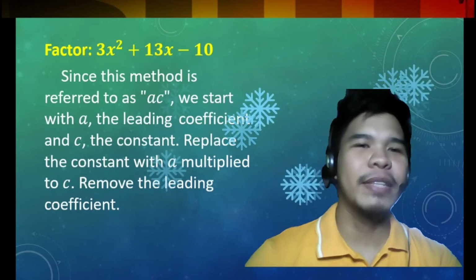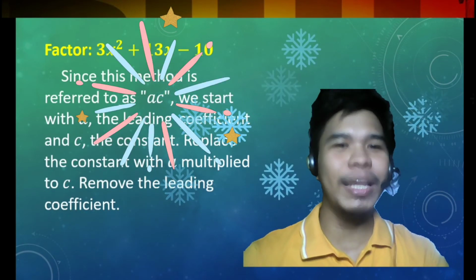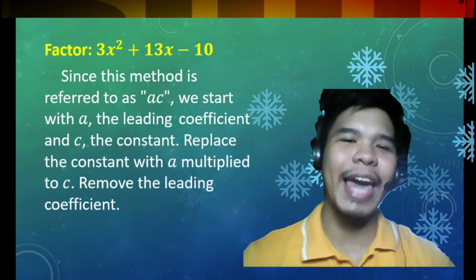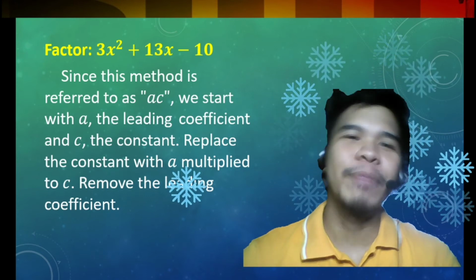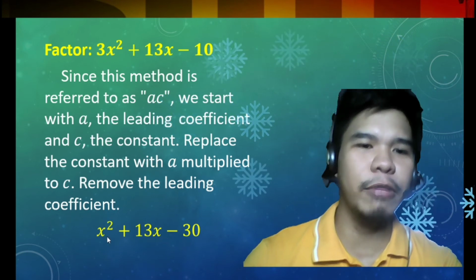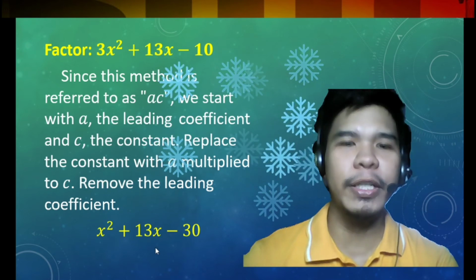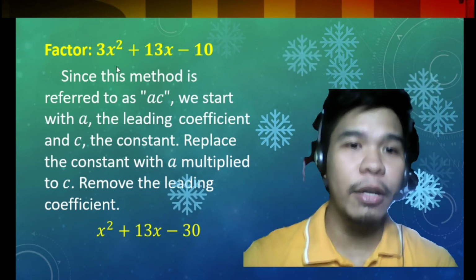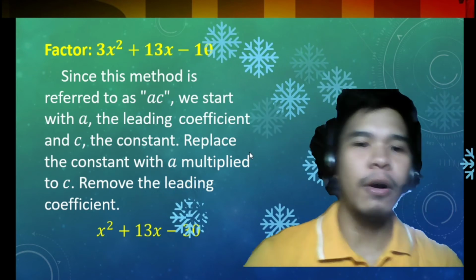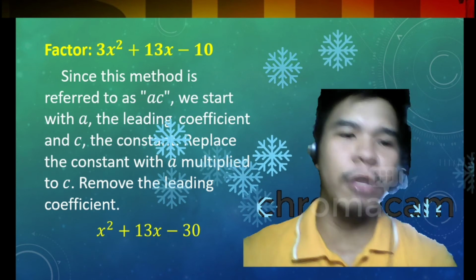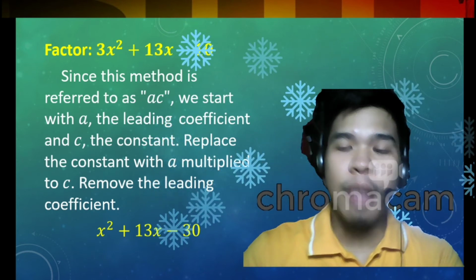Let us have, for example, 3x squared plus 13x minus 10. For the first step, since this method is referred to as AC, we start with A, the leading coefficient, and C, the constant term. We replace the constant with A multiplied by C and remove the leading coefficient. So x squared only, plus copy the middle term 13x, and replace the constant term by the product of 3 and negative 10, which is the value of A and the value of C. Multiplying, we have positive 3 times negative 10, that's why we get negative 30. So the resulting expression is x squared plus 13x minus 30.